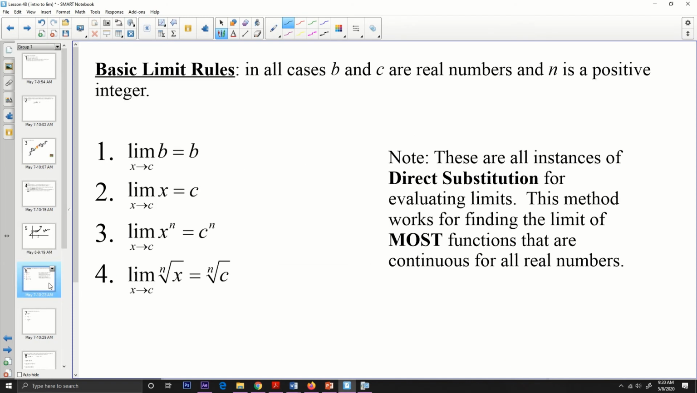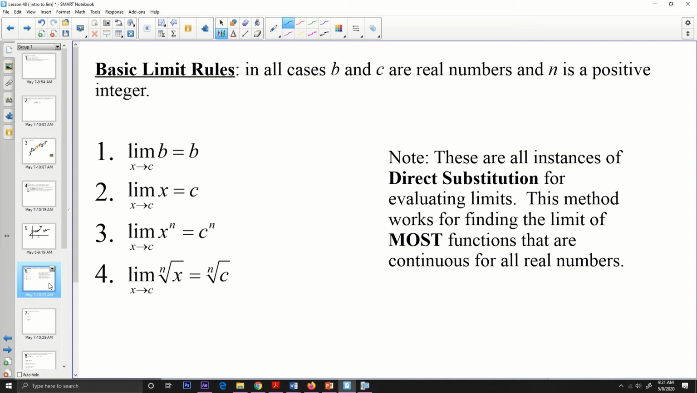All right, so some basic limit rules. In all cases, b and c are real numbers, and n is a positive integer. So remember, b and c are real numbers. Any decimal, any number that doesn't have i in it is a real number, and a positive integer is 1, 2, 3, 4, 5, 6, 7, 8, 9, 10, and so forth.